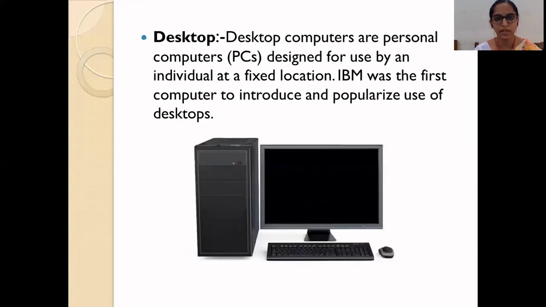In that, first, desktop. A desktop computer is a personal computer designed for use by an individual at a fixed location. IBM was the first to introduce and popularize the desktop. Why? Because its size is compact and it can provide input devices along with output devices. The desktop popularized the use of computers among common people as it was compact and affordable.